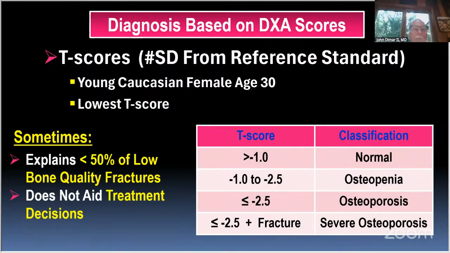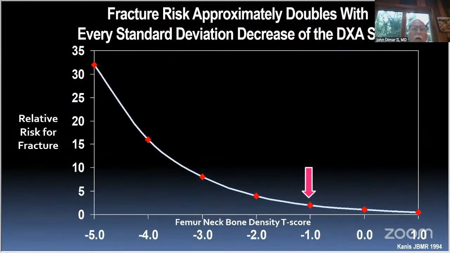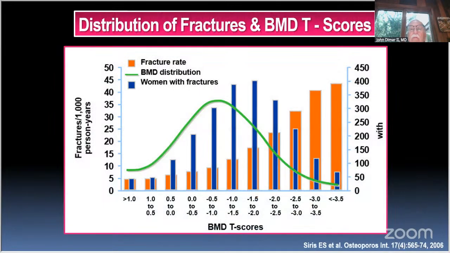So basically, about half the fractures I mentioned are in the osteopenic range. As you can see, the risk doubles with every standard deviation on the DEXA scan. So if you go to minus 2, minus 3, and finally minus 5, you're going to get a fracture almost for sure if you have a minor fall. And we're going to show you a couple of cases of that today. When you look at the distribution of fractures, they obviously go up as you get older. And of course, that correlates with the fact your bone mineral density is decreasing and your T-scores are dropping.